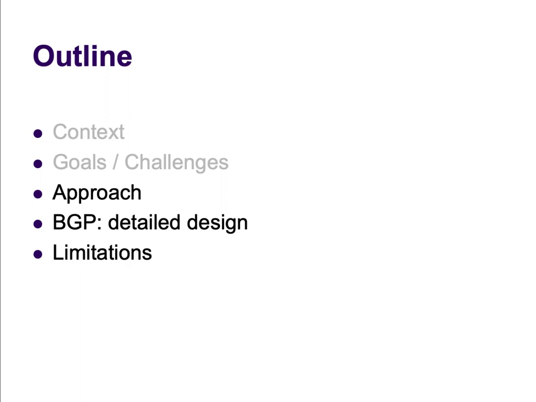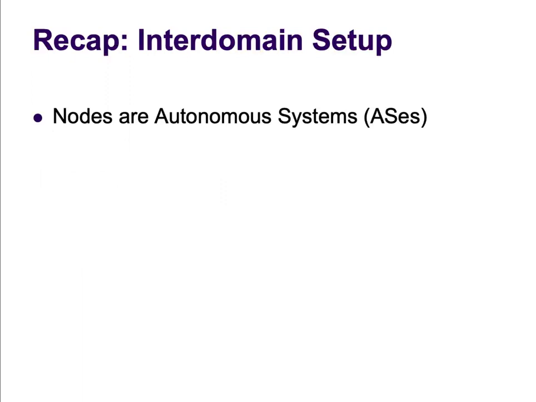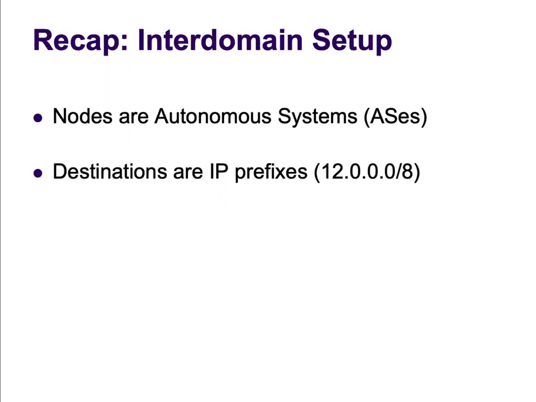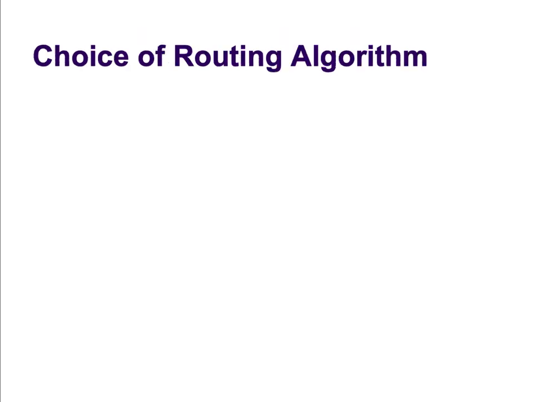Okay, let's actually design inter-domain routing now. So a quick recap of our setup here is we have a graph. Nodes in the graph are ASs. Destinations are IP prefixes, and links represent both physical links and business relationships. And we've talked about what kinds of paths we like. There's kind of routing follows money kind of paths and so on. Let's talk about how we actually implement that.